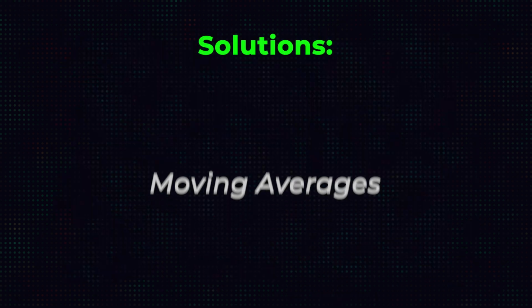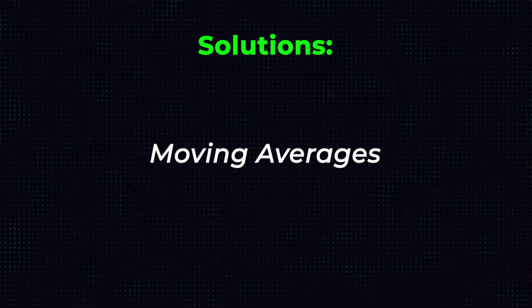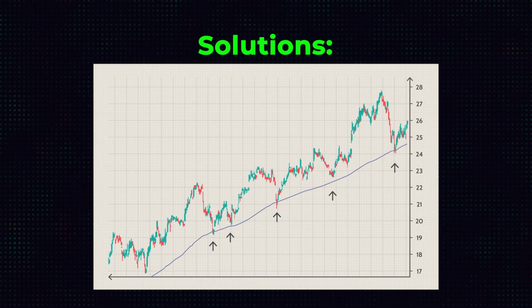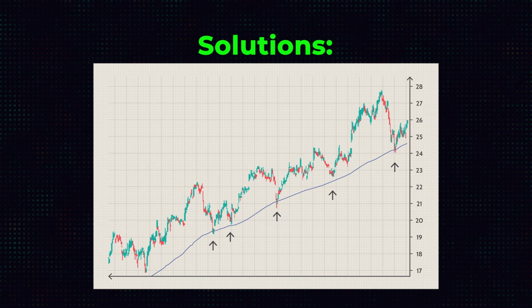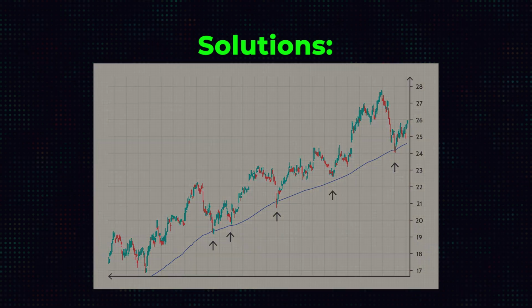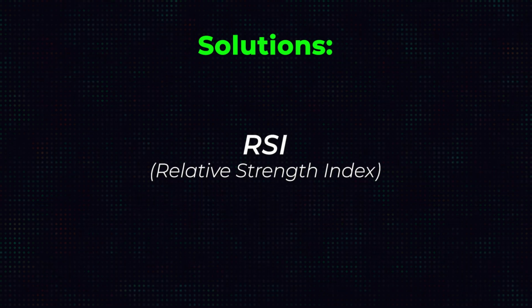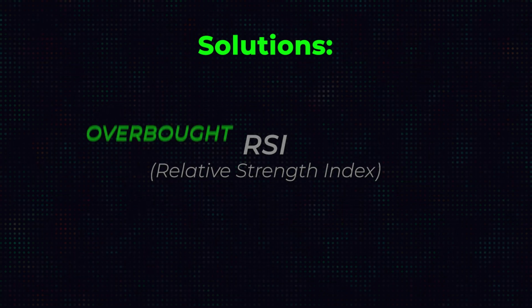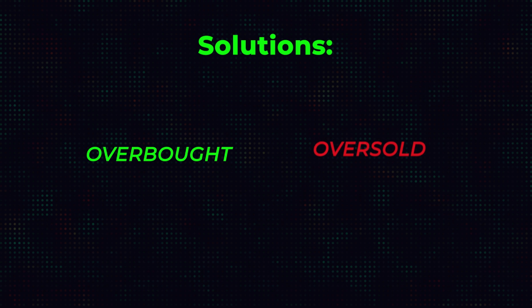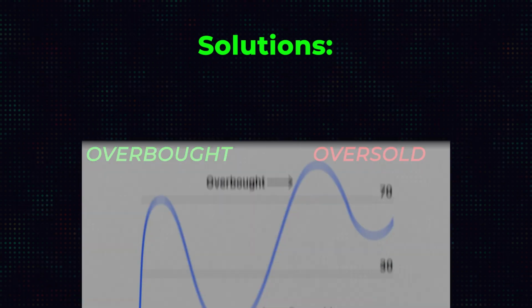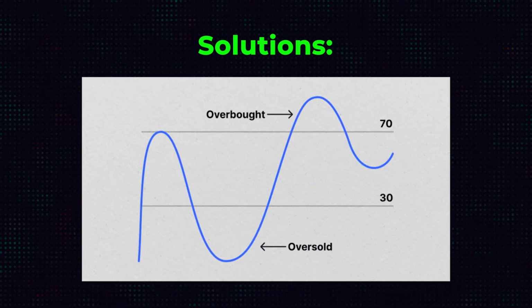You also have moving averages. Moving averages can help confirm the direction of the overall trend. For example, if a breakout happens above a moving average in an uptrend, it's often a stronger signal. The RSI, Relative Strength Index, can tell you if the asset is overbought or oversold. This can give you more confidence in your trade when the chart pattern lines up with the RSI that shows the asset is in a favorable condition.